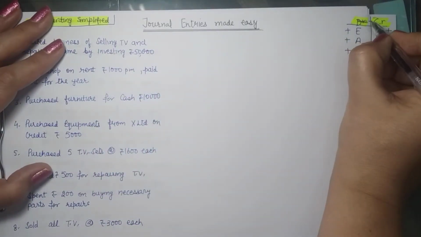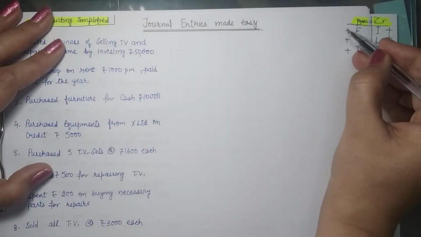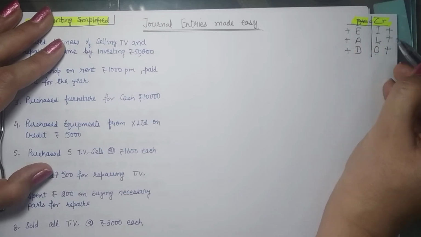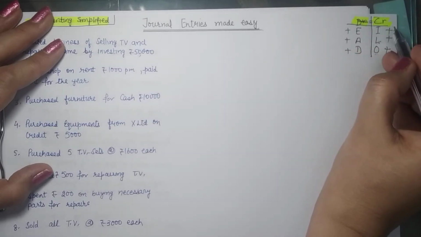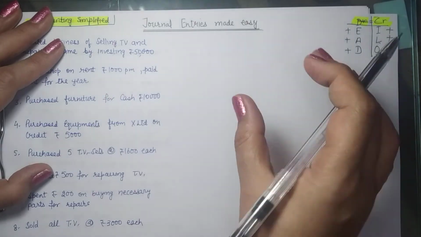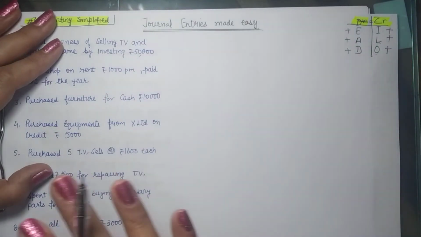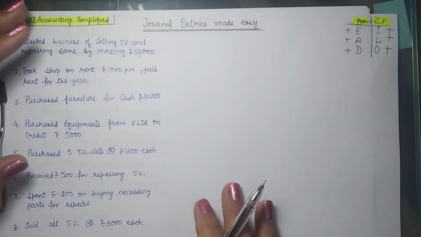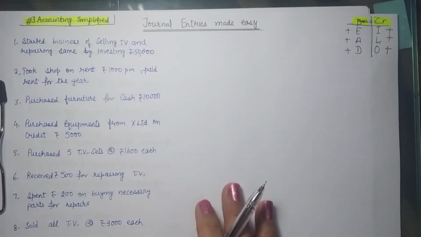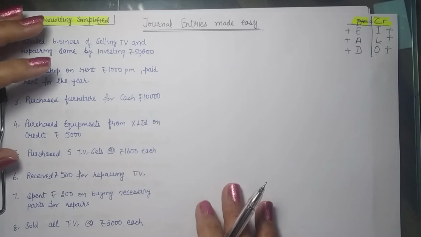Now these are all equal. So in any journal entry, whatever you record on either of the sides, a debit will always be equal to credit. That is, the amount debited should always be equal to amount credited. So debits should be equal to credits for any transaction. Only then your entry is complete.